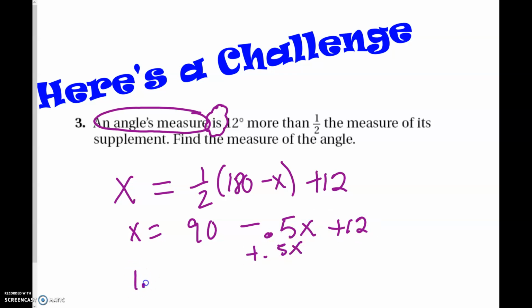So I'm going to add 0.5x. So it becomes 1.5x. And 90 plus 12, what's that? 102. And now if we take 102 and divide by 1.5, we get x is going to be 68. So the measure of the angle is 68 degrees.